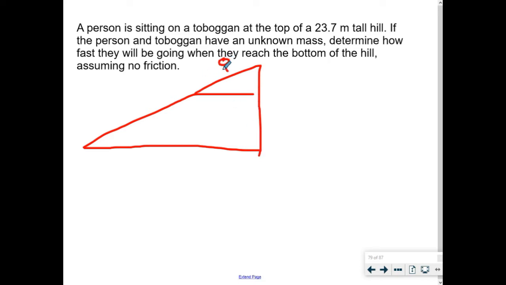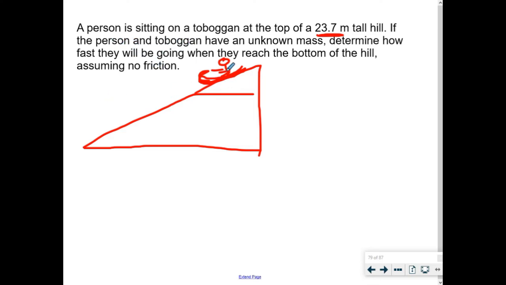Here is a person sitting on a toboggan. Is that a toboggan? And they're at the top of the hill. If you read through this blurb, you might notice that I've only given you literally one number, how high the hill is. And it says that we don't even know how heavy the person in the toboggan is.